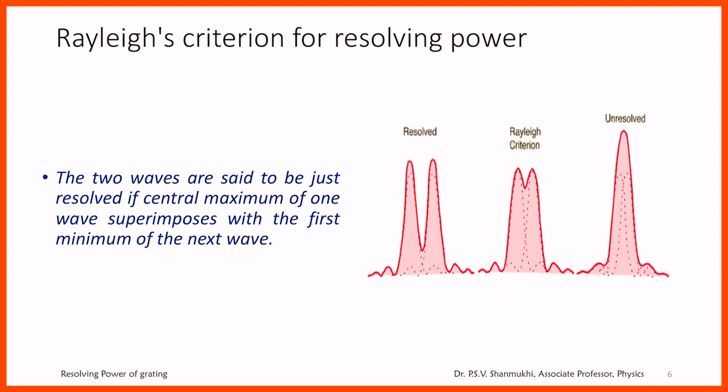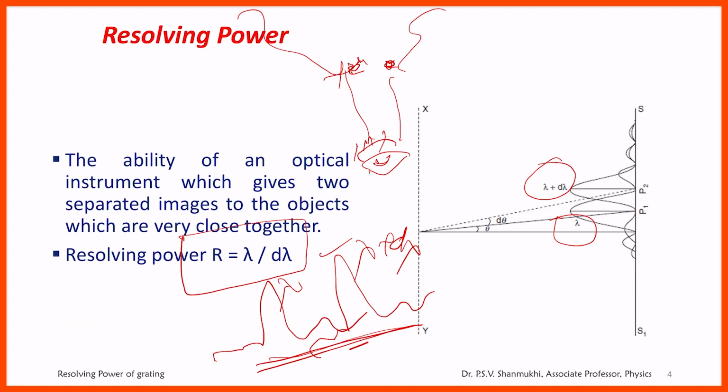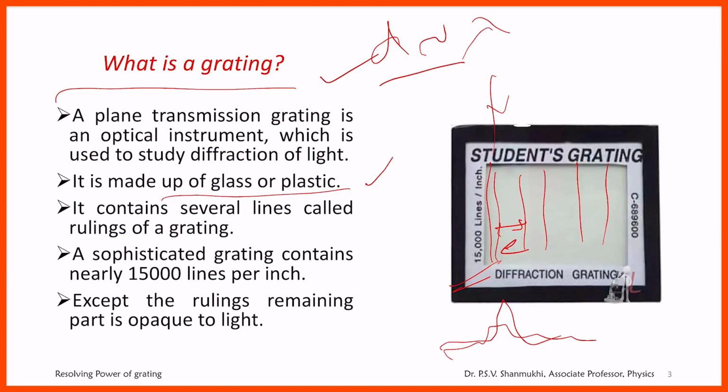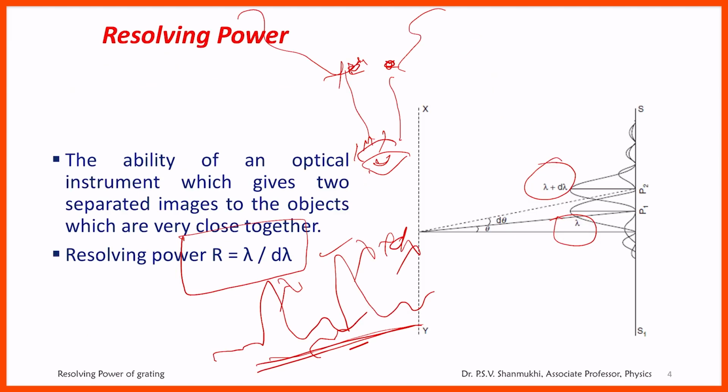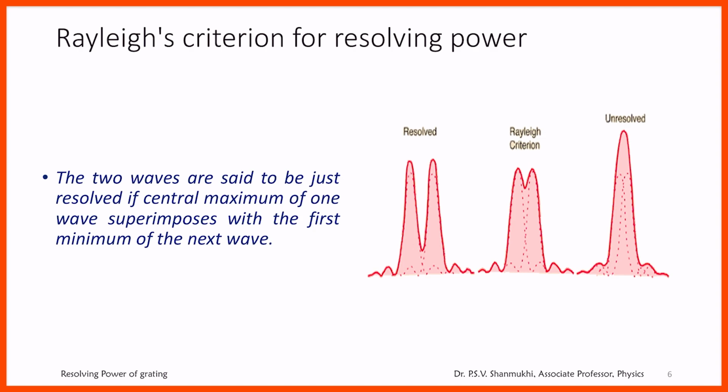So once again, observe what is meant by the resolving power of the grating. It is the ability of the optical instrument to give two separated images for two objects which are very close together. So anyhow, coming to it, there is one criterion called Rayleigh's criterion, the Rayleigh's criterion for resolving power.